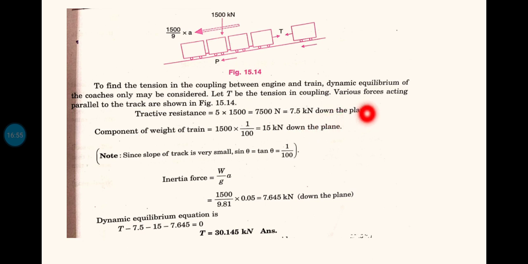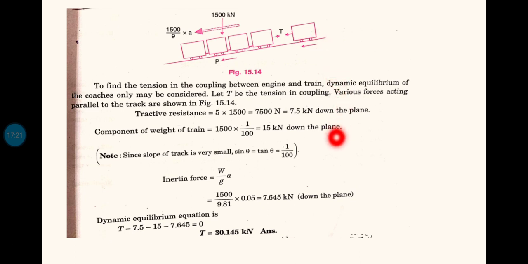Another option is that you can directly calculate the value of theta, since tan theta equal to 1 by 100. From that you can calculate theta, then calculate sin theta and substitute here, that is 1500 into sin theta. That also is okay. Then you will get 15 kilonewton down the plane. So remember, this weight component will be acting down the plane.